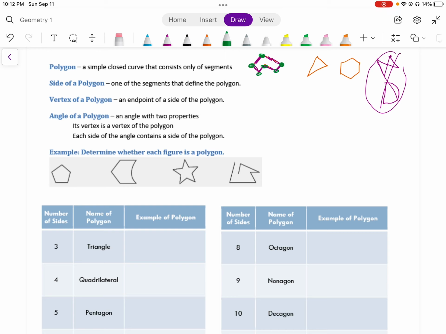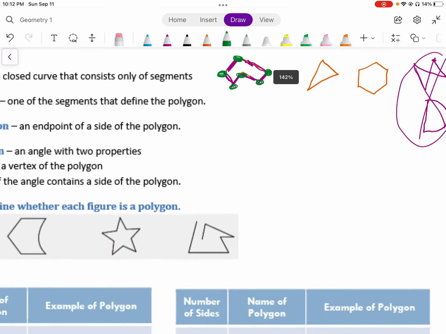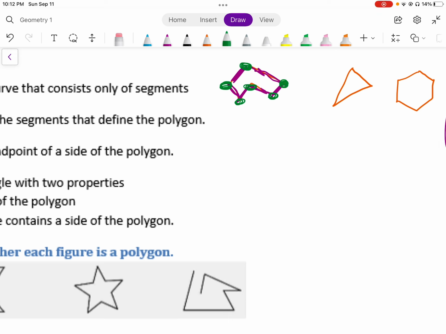An angle with two properties. Its vertex, so remember angles have a vertex, is a vertex of the polygon, and each side of the angle contains a side of the polygon. Let's go to orange. So here is an angle in a polygon. This one right there. All right, so that's an angle of a polygon.